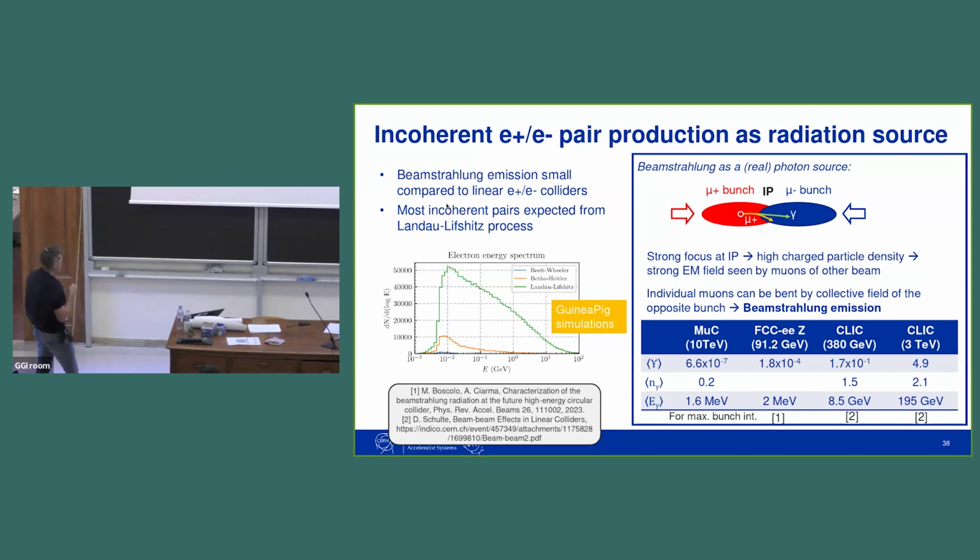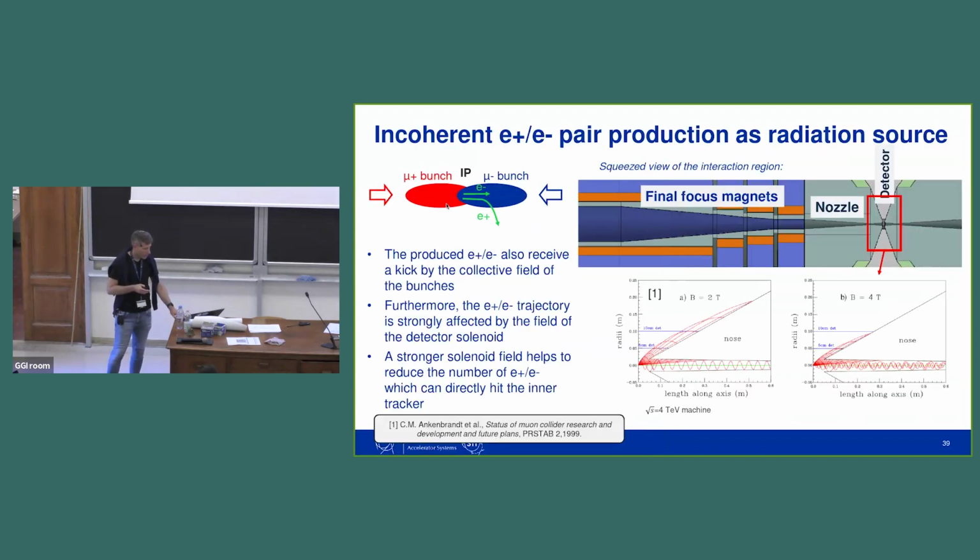So this is the energy spectrum calculated with Guinea-Pig, a code which can simulate this, but again, Daniele will show some more details. So how can we now deal with these incoherent pairs? There's another effect which you have to take into account.